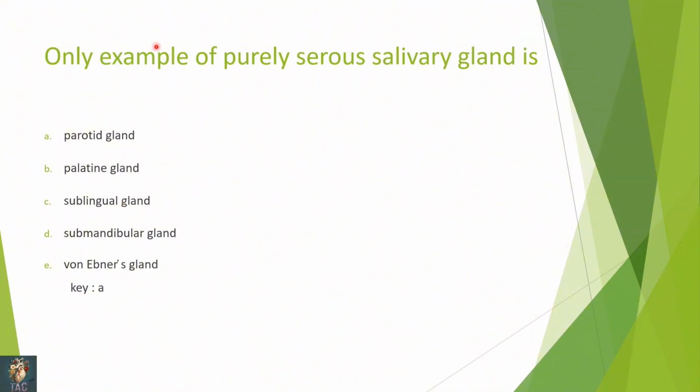Next MCQ: the only example of a purely serous salivary gland is: parotid, palatine, sublingual, submandibular, or von Ebner. So you must remember the parotid is the only example of a purely serous salivary gland.